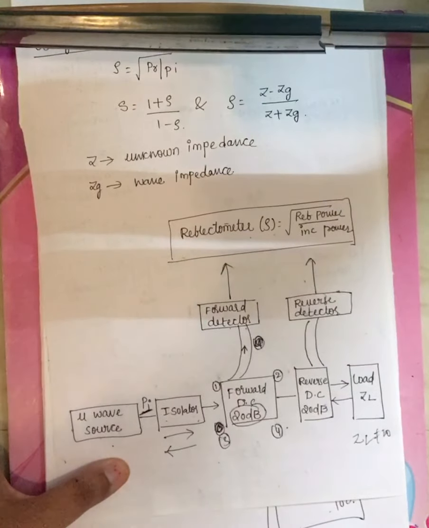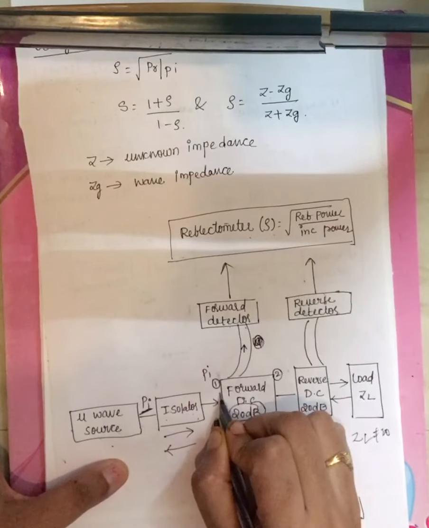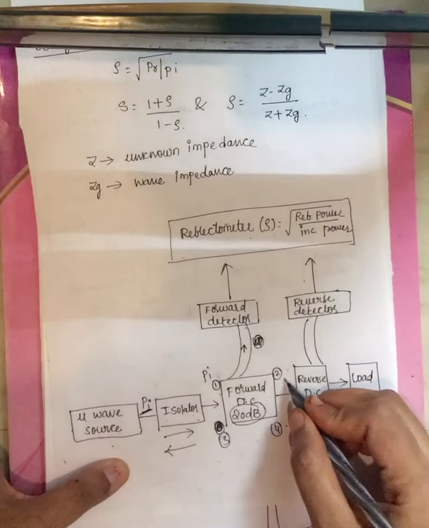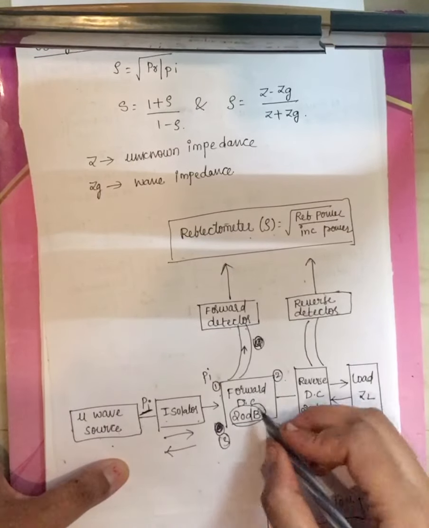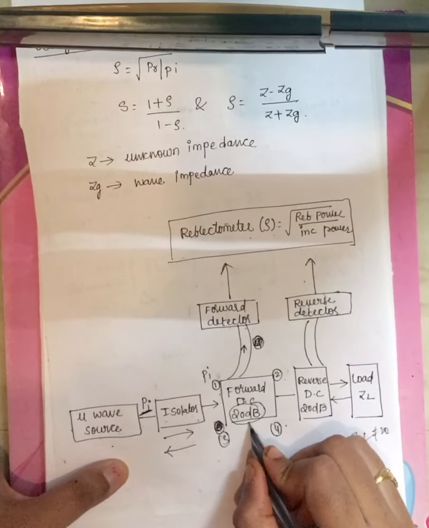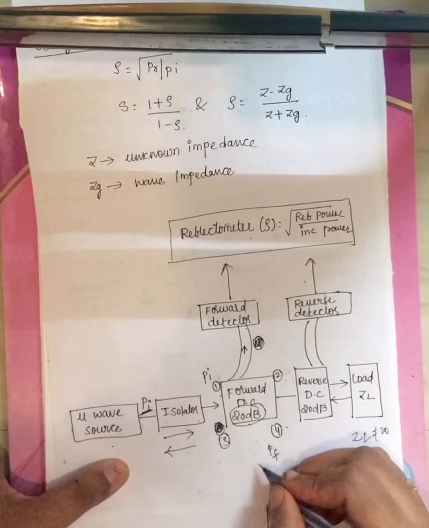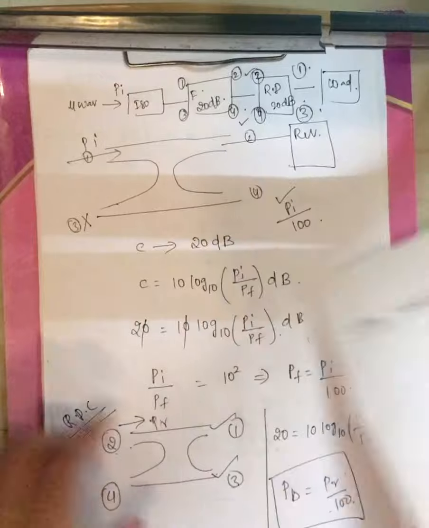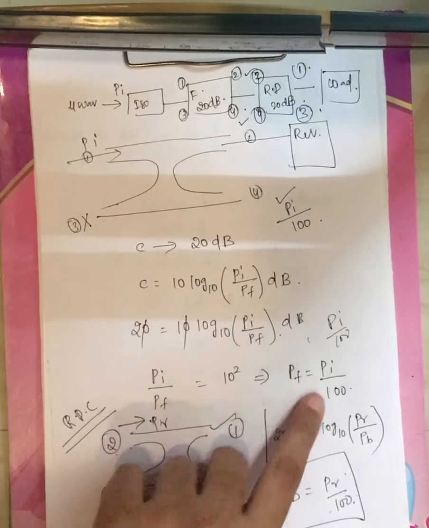Now this is your normal directional coupler. PI is incident at port 1. You will get output at port 2 and port 4. It is given a coupling of 20 dB. What is the output at port 4? PF. If you solve the formula C equals 10 log to the base 10 PI by PF, the output at port 4 is PI by 100.